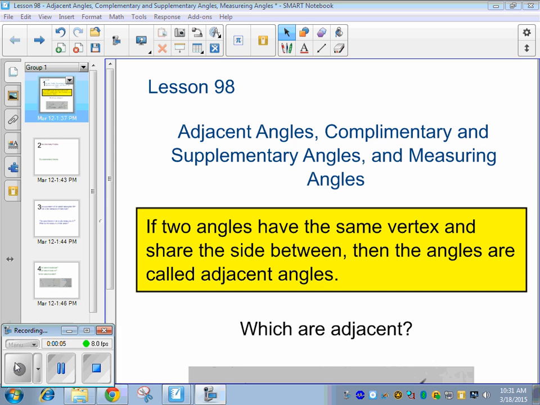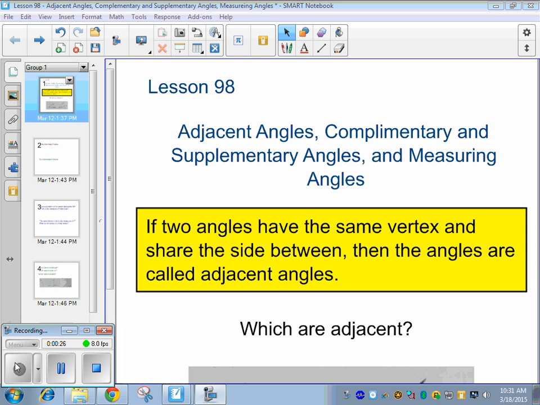We've got adjacent angles, complementary, supplementary angles, and then measuring angles. What's the tool we use to measure an angle called? Protractor. Called a protractor. Yeah, Holly. What'd you say?